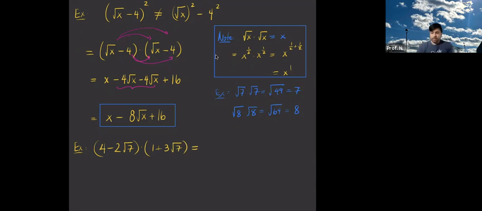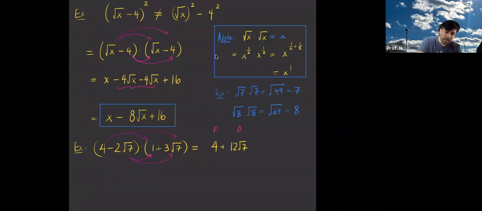The same idea. We want to distribute. So the first, outer, inner, last. The first two terms, when you multiply them, 4 times 1 is 4. The outer terms, 4 times 3 rad 7 is going to be 12 rad 7. That's the outer. So FOIL, F-O.